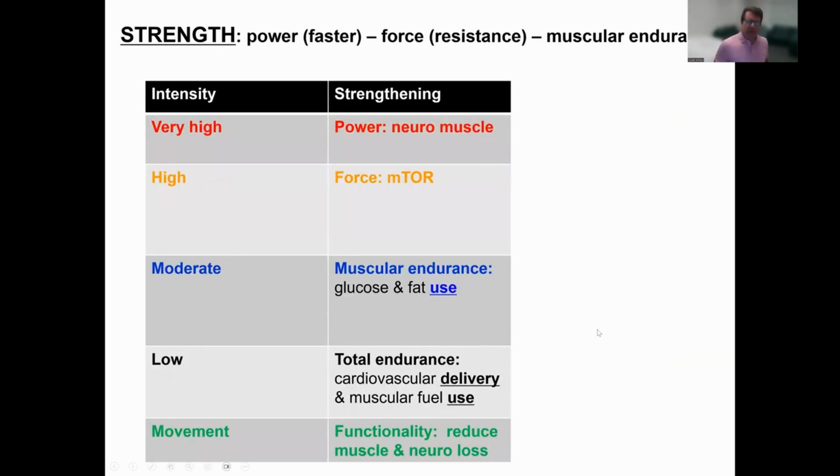So with strengthening, the highest is a relatively high resistance that you can move at a normal cadence with a 1 second cadence. And that is as much dependent on your nervous system as your muscular system.